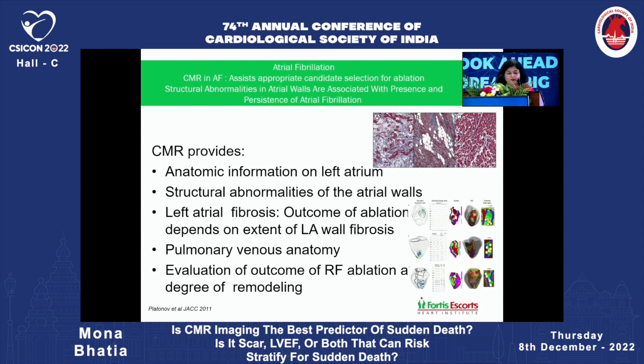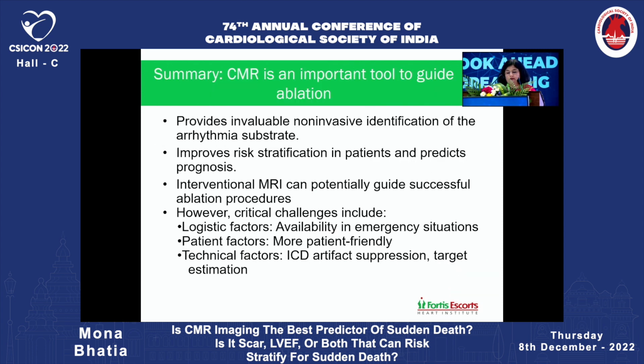Atrial fibrillation, again, the last two slides. CMR helps for anatomic information of the left atrium, structural abnormalities of the atrial wall, left atrial fibrosis, pulmonary venous anatomy, and evaluation of outcome of RF ablation for degree of remodeling.